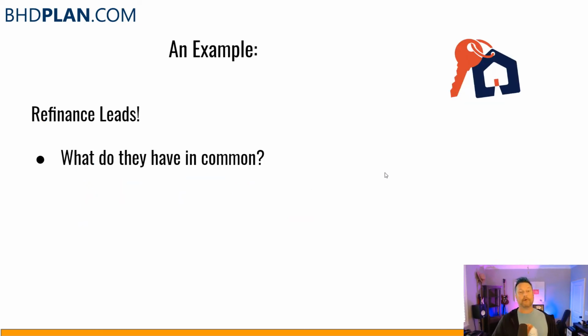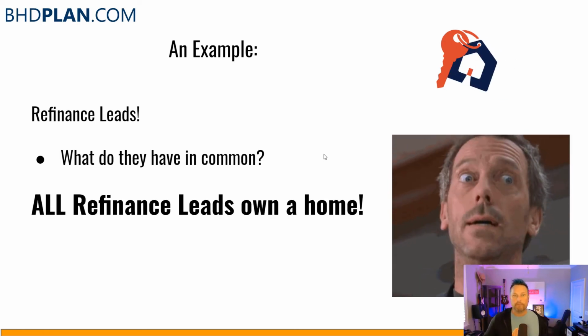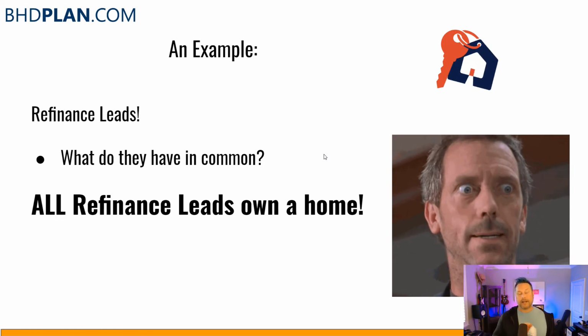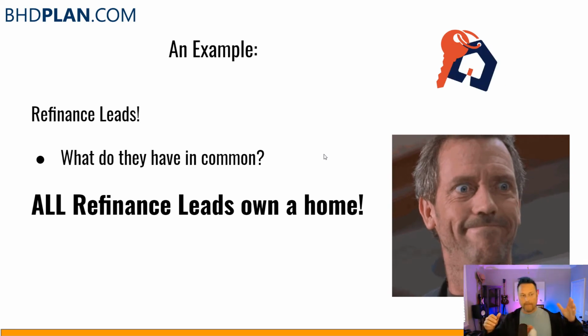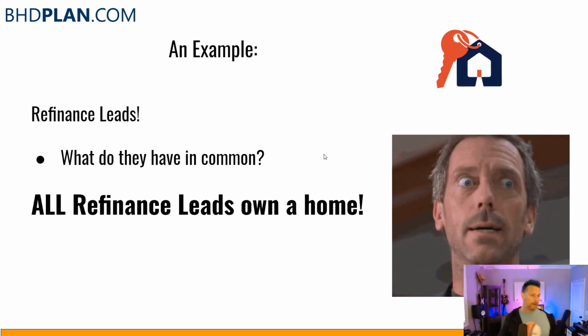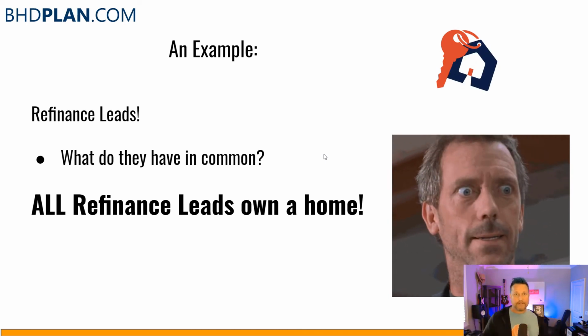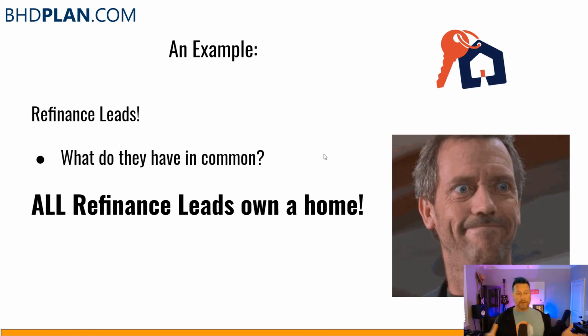So, an example. Refinance leads. What do these people have in common? Okay. All refinance leads, they own a home. It's not a lot of people that are filling out refi forms for their neighbor. Okay. And refinance is hot right now. I'm just using an example, right? Because leads pay anywhere from 35 to 65, 70 bucks right now if you're doing affiliate marketing for them. All the people, they all own a home.